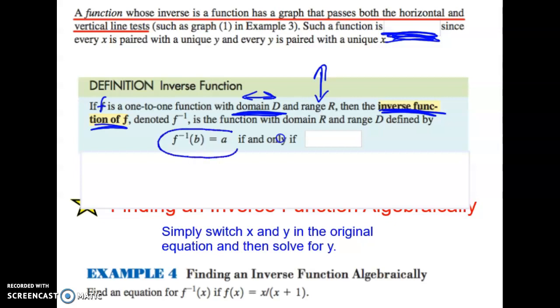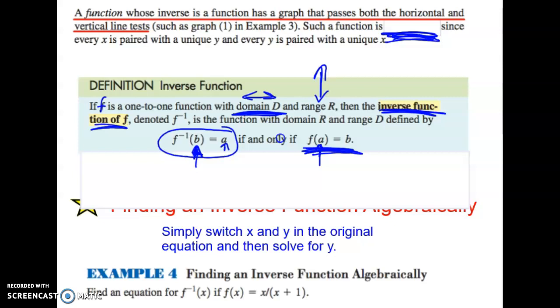So here's how we write it. If and only if f of a equals b. So do you see what happened originally? So in the original function, that's right here, we plugged in a and we got out b. So the inverse says we plug back in the outcome and we get what we originally put in. Do you see? So they just swapped.